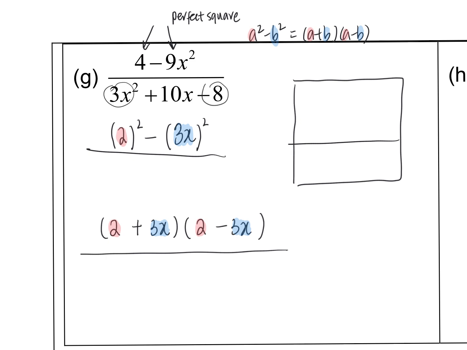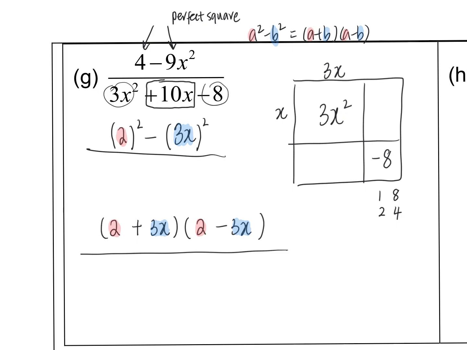Okay, so I ask myself, the first one, 3x squared, must go here. So one must be 3x, one must be x, the length and the breadth. Then I have a minus 8 here. So I have a few numbers to think about, 1 and 8, and 2 and 4. I need to decide the dimensions of that rectangle so that eventually I get 10x.